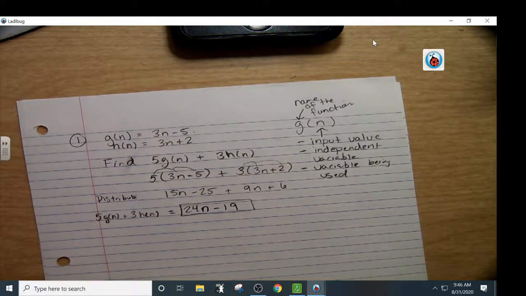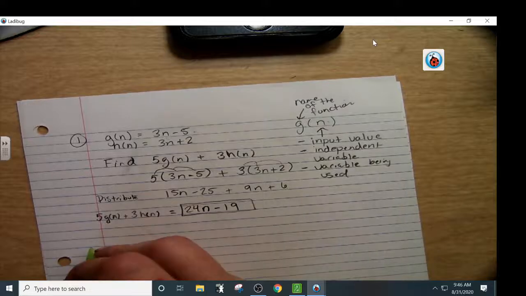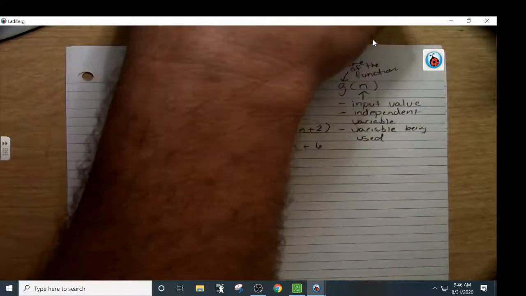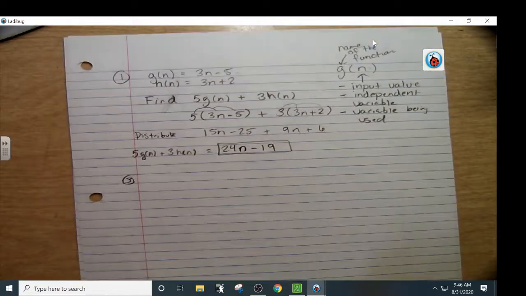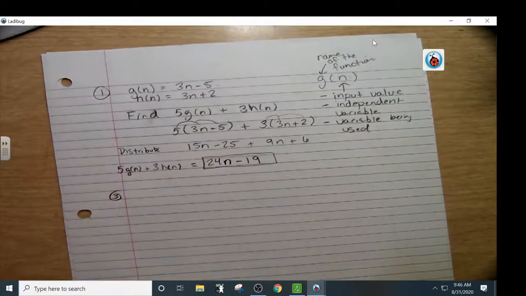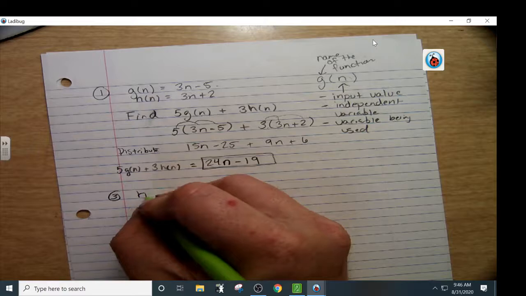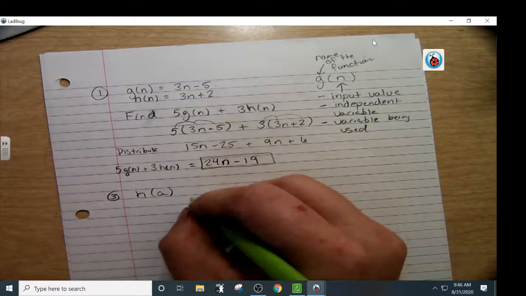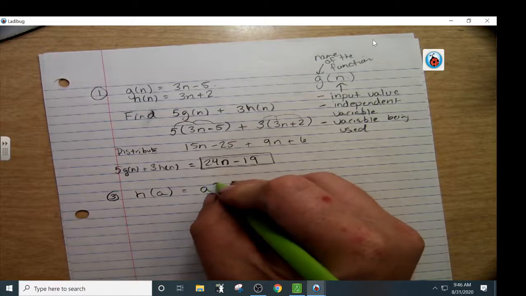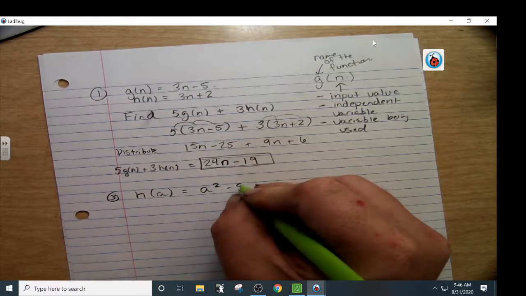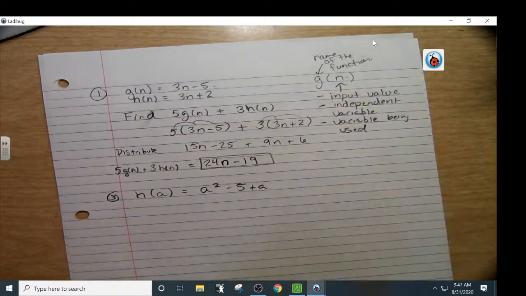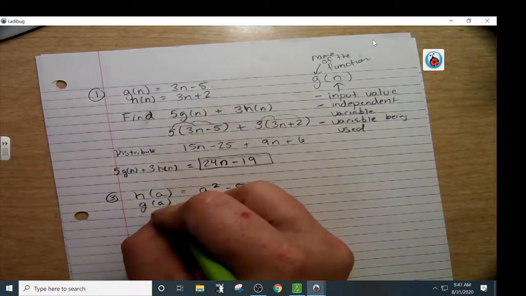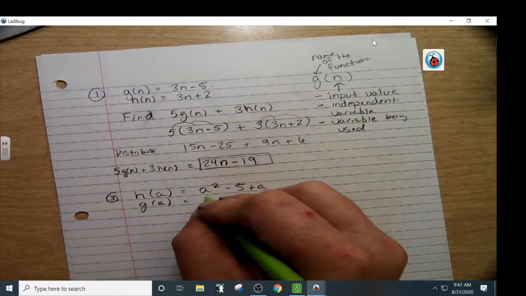Let's do one like number 3. All right. So it says function h of a equals a squared minus 5 plus a. And the function g of a equals a minus 2.